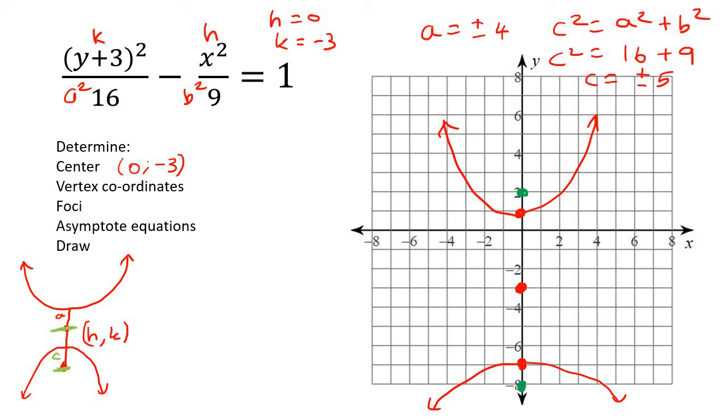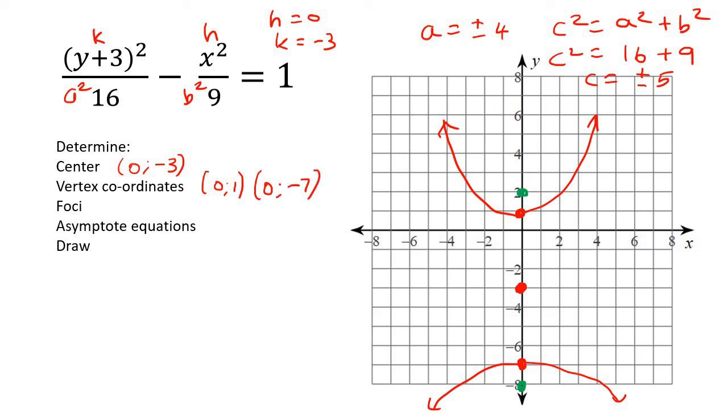So that's the focus. So let's go fill in some coordinates now. So we know that the vertex is these points over here. So this one is going to be 0 and 1. And then this one is going to be 0 and negative 7. Then the foci would be 0 and 2. And the other one would be 0 and negative 8.